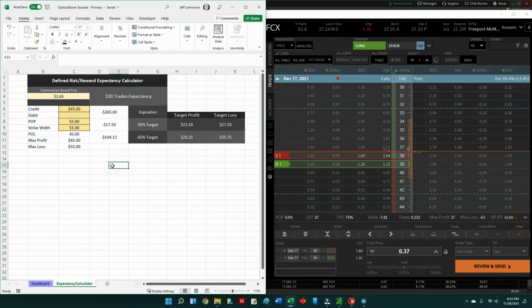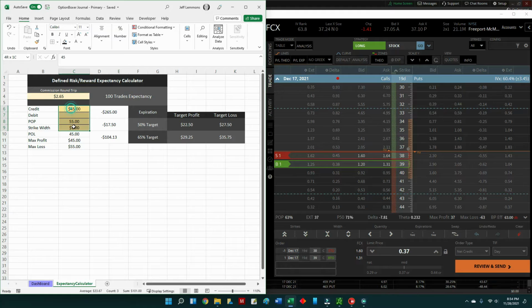Now, if your long calls and long puts are anything like mine, they almost always go to zero. So it's not really something I trade a lot. But regardless, you're going to want to start off by entering your commissions round trip. If you trade on Robinhood, that'll be zero or maybe a couple of pennies just for regulatory fees.